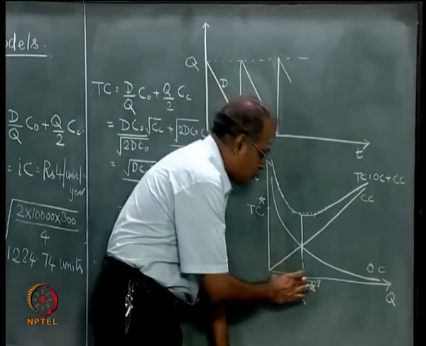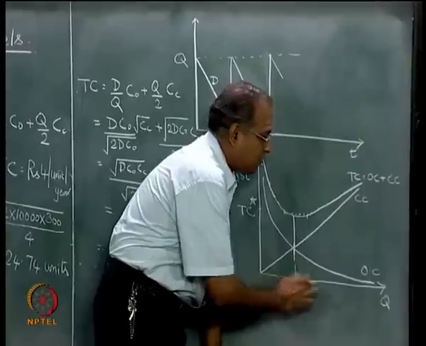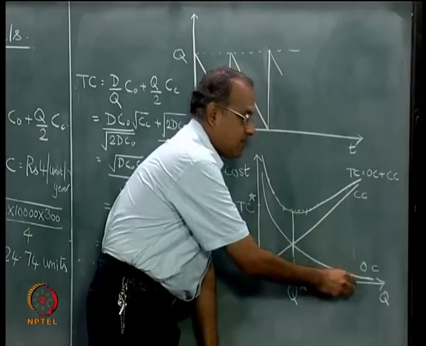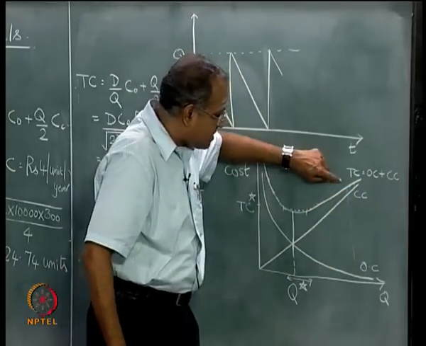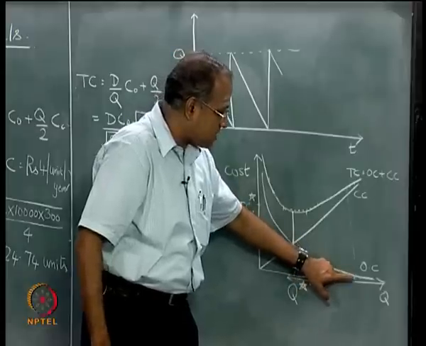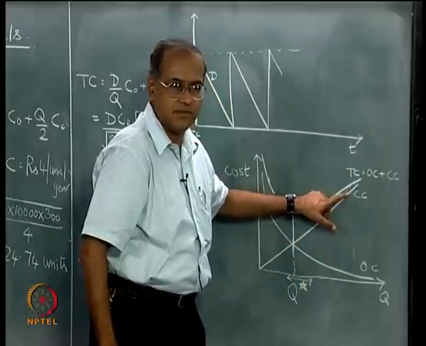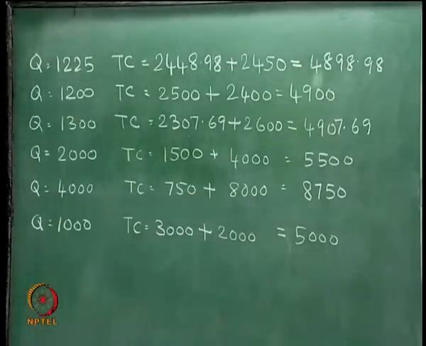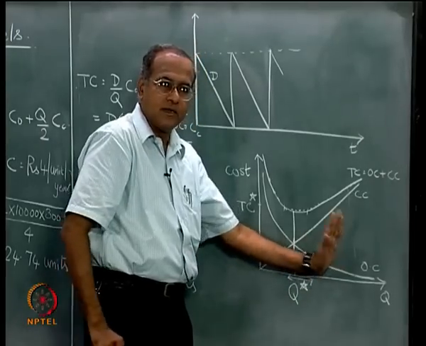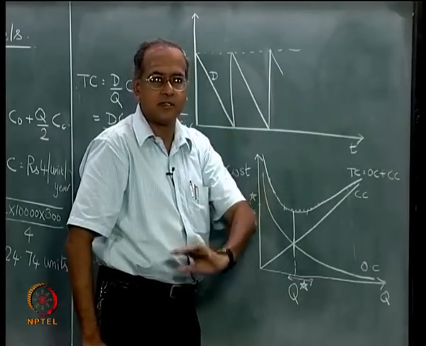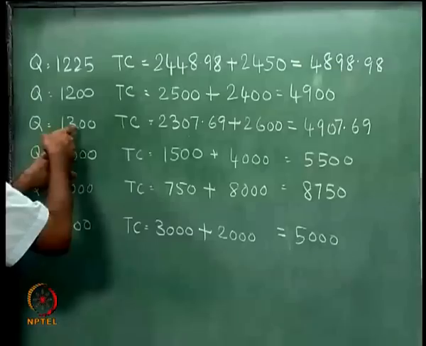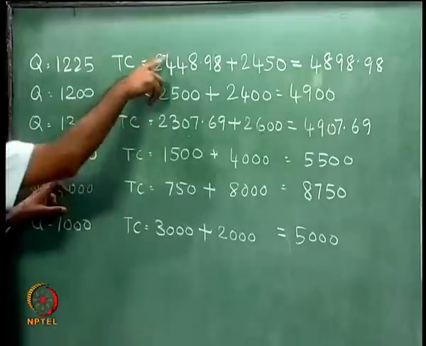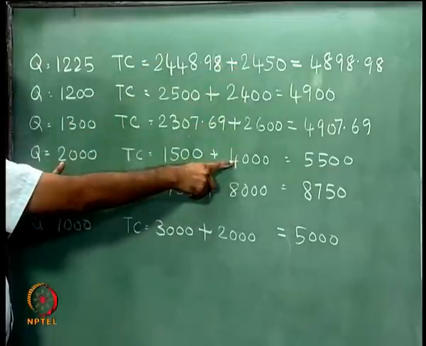For example, if this is 1224.74, say 4000 is somewhere here, and therefore we saw that the total cost went up. Now when it is 4000, the order cost is small, the carrying cost is large. As you move to the right of Q star, the carrying cost is going to increase, the order cost is going to come down. For example, if you look at 1300, order cost is coming down, carrying cost is going up. 2000, order cost is coming down, carrying cost is going up.